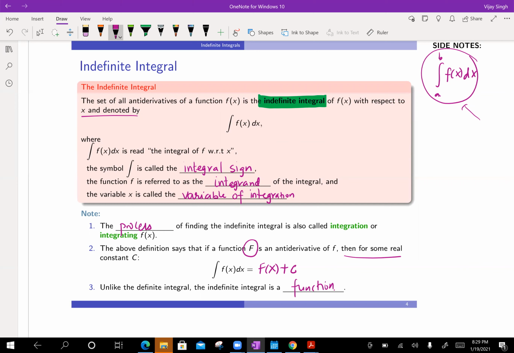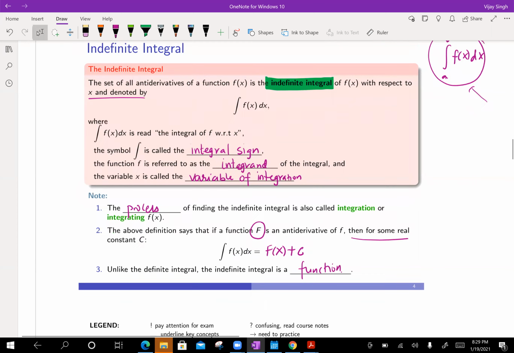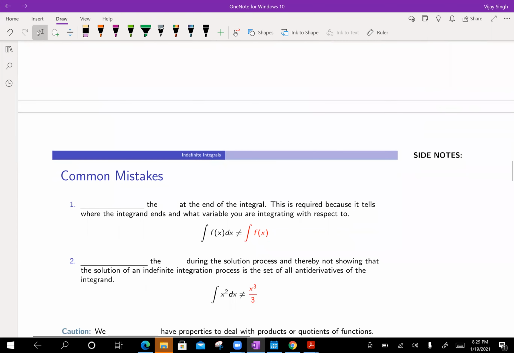Now let's discuss common mistakes made while writing the integral. One common mistake is dropping the dx at the end of the integral. This is required because it tells you what variable you are integrating with respect to. So we have to write dx here; otherwise this does not make sense.